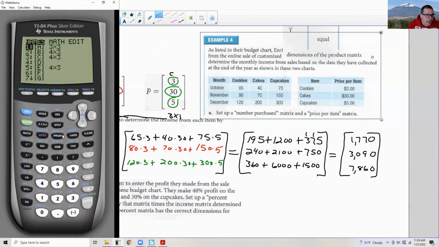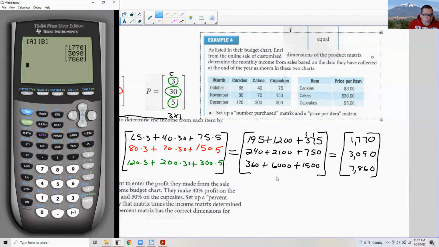I'm going to go back to second matrix, and I'm going to go over to edit. I'm going to go down to B. I'm going to edit it and make it this 3 by 1. So it's 3, 1, 1, enter. And I'm going to change the values to $3, $30, and 5. Okay, so there's our two matrices. And now we're going to multiply A times B. So I go to my home screen and hit second matrix A, second matrix B, and hit enter. And we got the same answer.